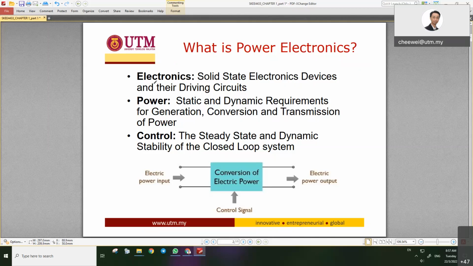So electronics, power. What is power? Static and dynamic requirements of generation, conversion, and transmission of power. Static means no movement. Dynamic means there will be some changes. Basically, it's from start to steady state. Start means what? 0. Nothing happened. So when you turn on the supply and then it goes up, rising gradually or exponentially, we're not sure, until it becomes steady state. So from 0 until the steady state, that will be dynamic.